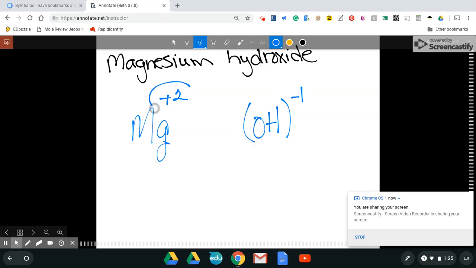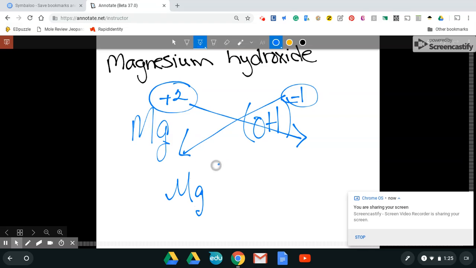So you've got to remember, when we make formulas, the superscripts become the subscripts, but you just don't put in the positive and negative signs. So your formula is going to be Mg(OH)2, and I've got to put the parentheses because that OH is hydroxide, and I need 2 of them. So anytime you have a polyatomic ion, you need to add the parentheses to it.